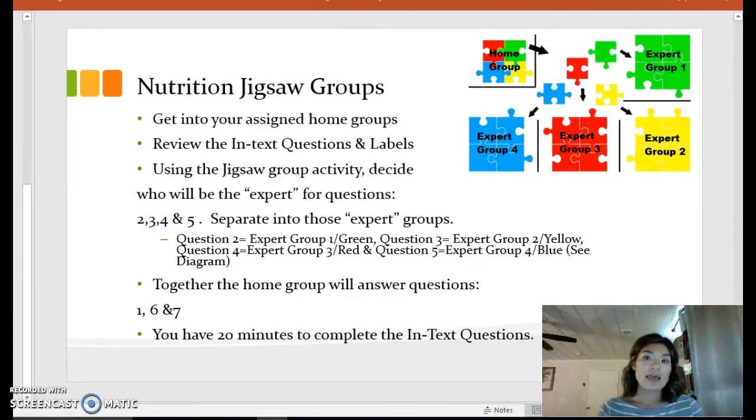When the timer sounds, you will transition back into your home group, back where you started. Once in that home group, you will now have essentially 4 experts in that group. Each expert will take a turn sharing on their question. The person who answered question 2 will share what they discovered in answering question 2. The same goes for 3, 4, and 5. So by the time the activity is through, you will have answered questions 2, 3, 4, and 5 in your home groups. Okay, so everyone gets a turn sharing. That is the jigsaw activity, so let's get started.